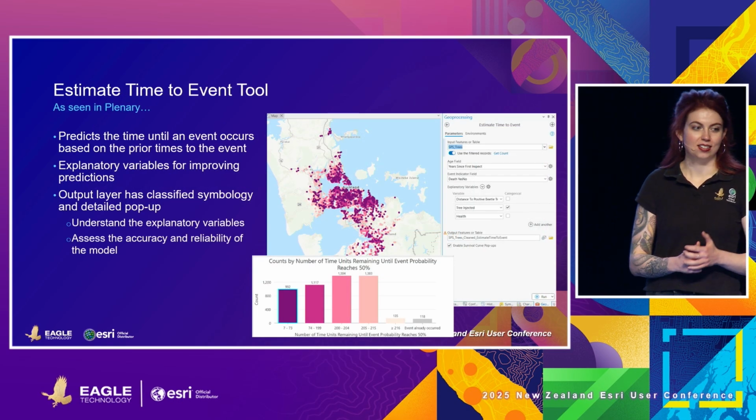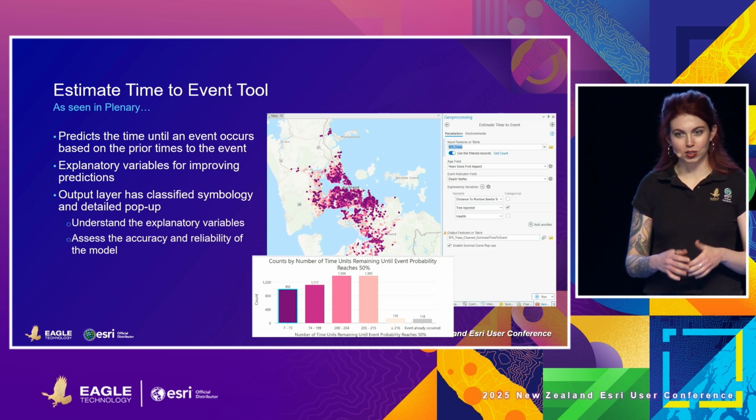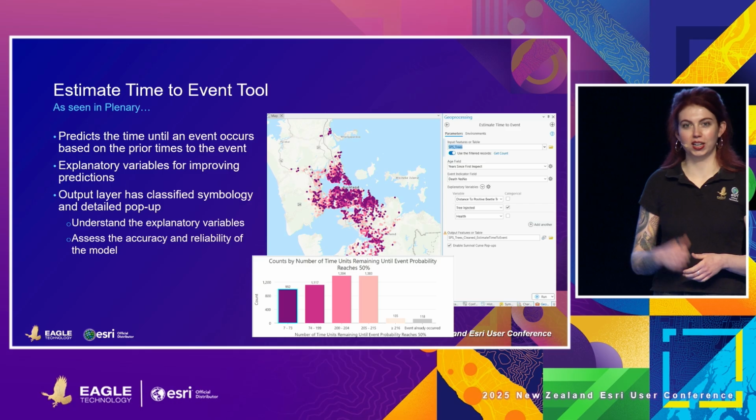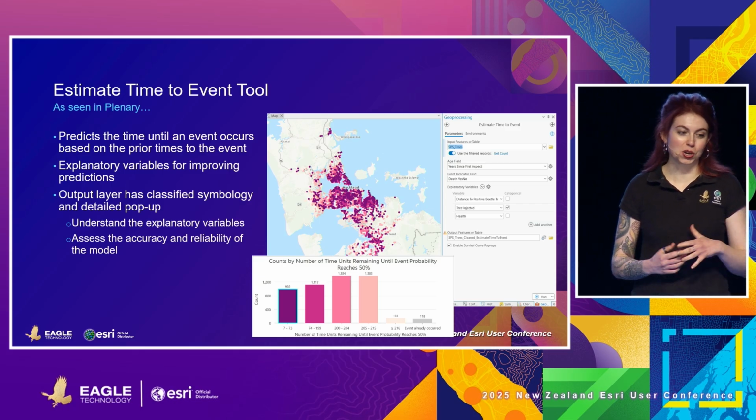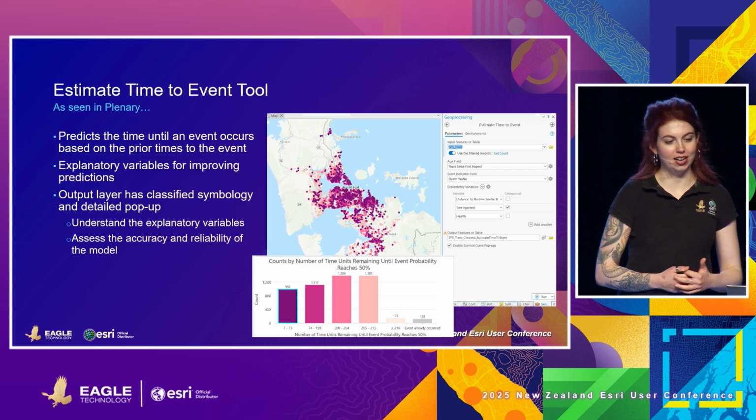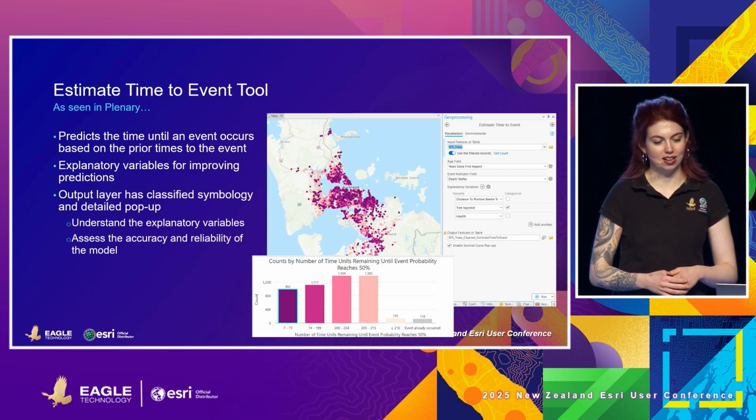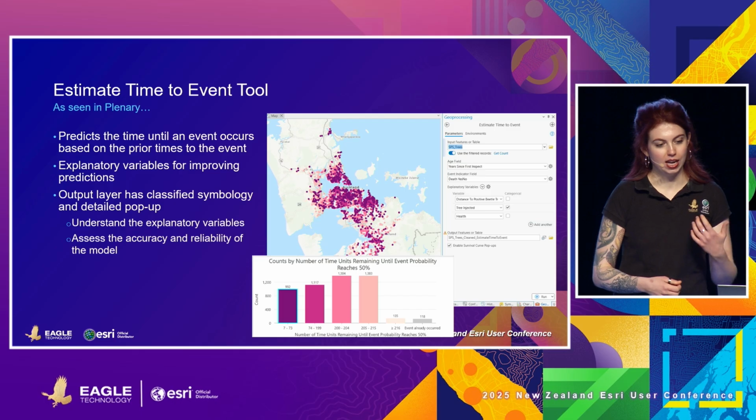Estimate time to event tool. I'm a really big fan of this one, as you might have guessed, considering that I demoed it yesterday. This is a really brand new tool. It's the first iteration of this that was released in 3.5, and it's one of the first true predictive analysis that we can do in ArcGIS Pro now.